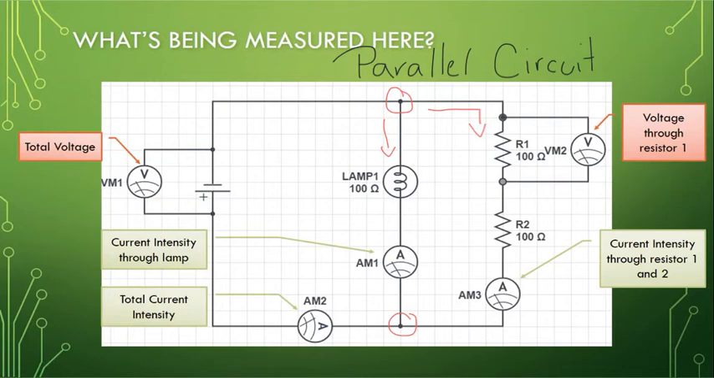Now, the voltmeter here is looking only at the voltage across this resistor, because it's going to be looking at the energy that the electrons have before they enter the resistor and after they enter the resistor. This ammeter is actually going to be calculating the current intensity through resistor 1 and resistor 2 because on this particular branch, the electrons have to go through both of the resistors before they go through this ammeter.